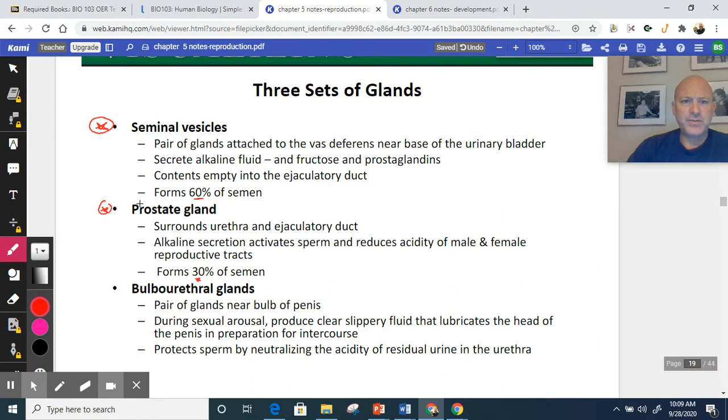The seminal vesicles secrete what's called an alkaline fluid, along with fructose, which is sugar. The prostate gland is doing something very similar. There's also an alkaline secretion here. This is not only activating the sperm, but inside the vagina, that environment is very acidic, so acidic that it can kill the sperm cells. So the alkaline secretions in the semen contributed from the seminal vesicles and the prostate gland both help to neutralize that acidic environment inside the vagina, and in turn help the sperm cells to survive that environment.